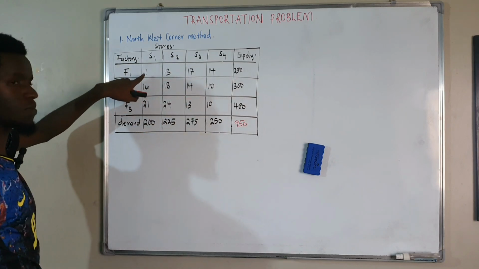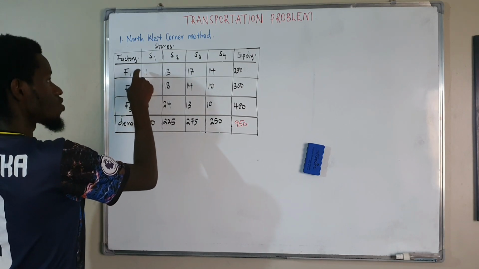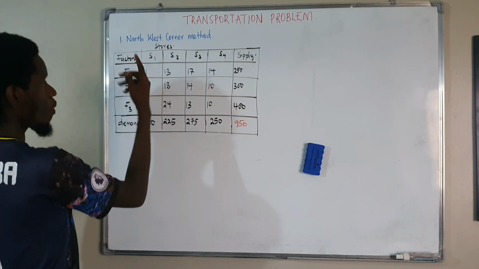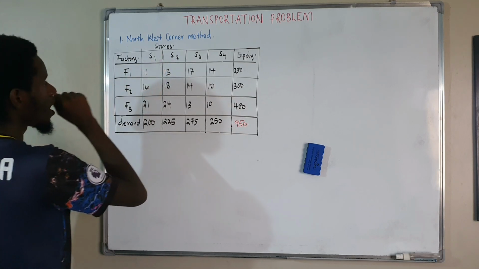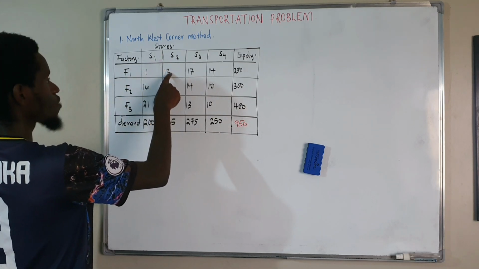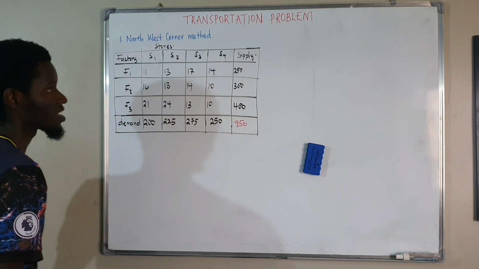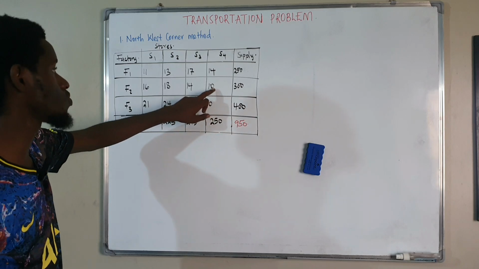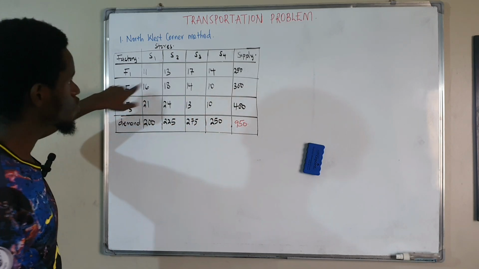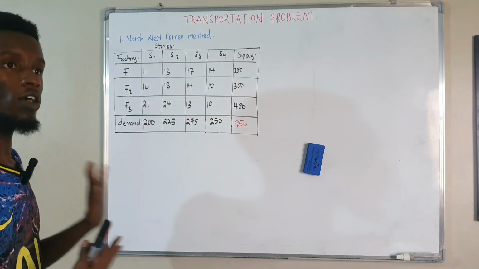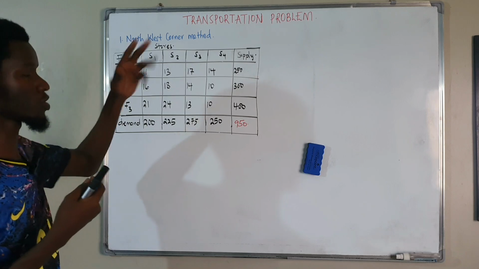But what is the meaning of these values inside the table? This refers to the cost of transporting one type of commodity from factory 1 to store 1. This 13 is the cost of transporting the commodity from factory 1 to store 2. Does that make sense? Likewise, this 10 means the cost of transporting from factory 2 to store 4. Therefore, we want to see what is going to be the least cost, and what method we use to determine it.